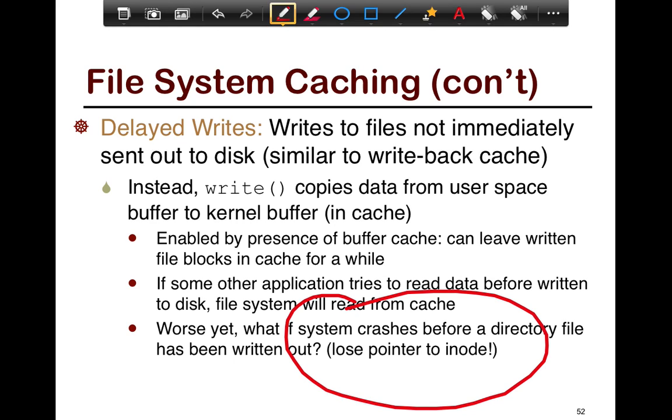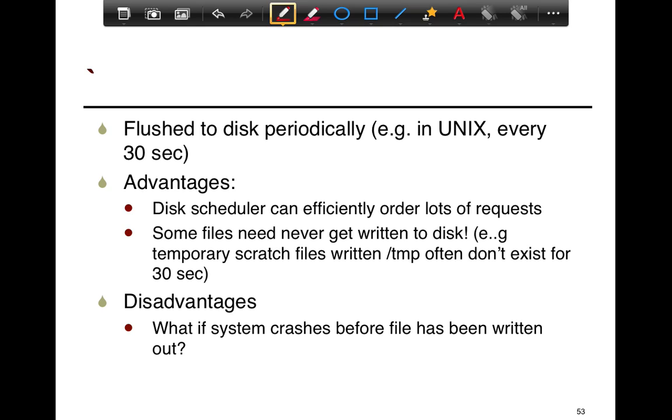Another challenge is what if some other application tries to read the data before it's written to the disk. This challenge is not so problematic because you can solve it with bypassing, which is essentially that every read also checks the buffer cache and checks if the data needs to be sent back from it. The solution to the file system crash challenge is essentially to flush the buffer cache to the disk periodically. Typically in Unix, it's every 30 seconds.